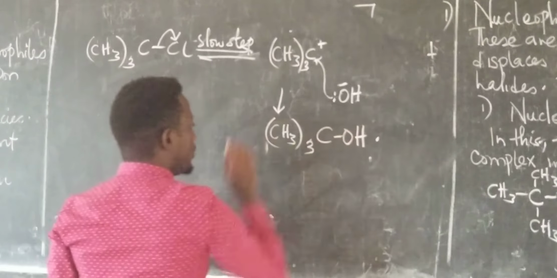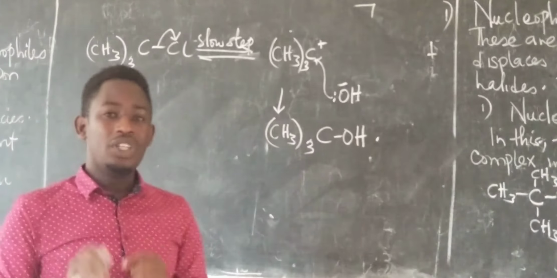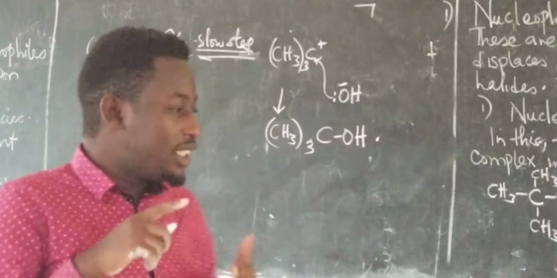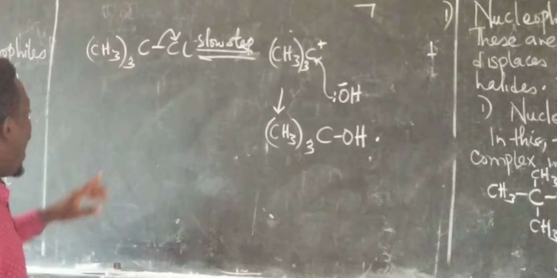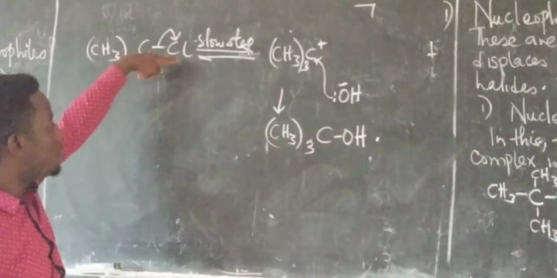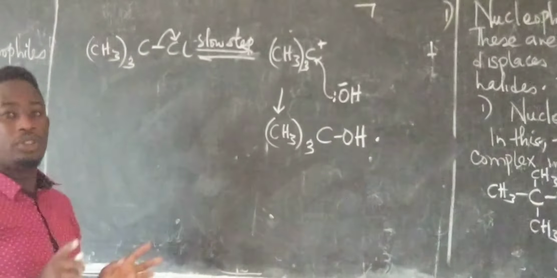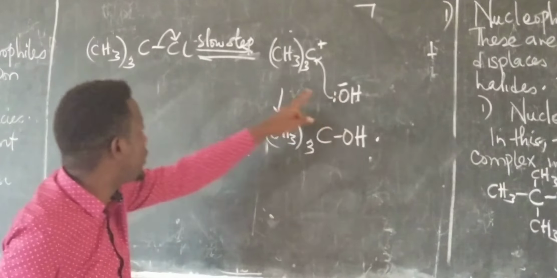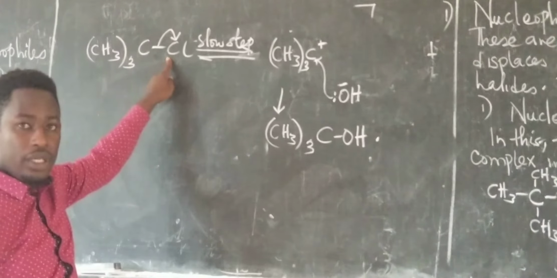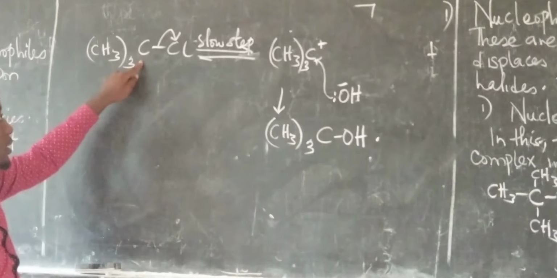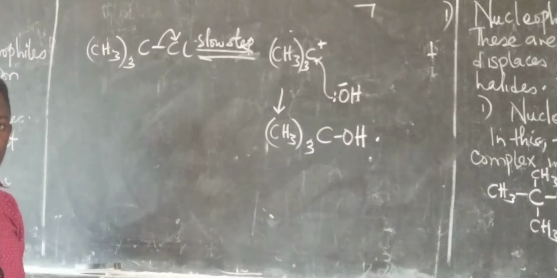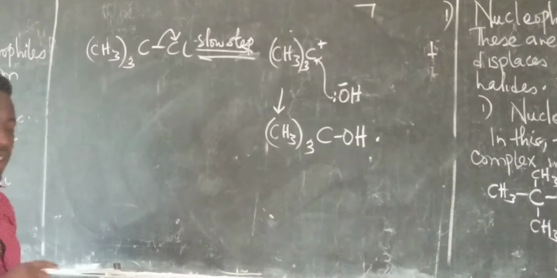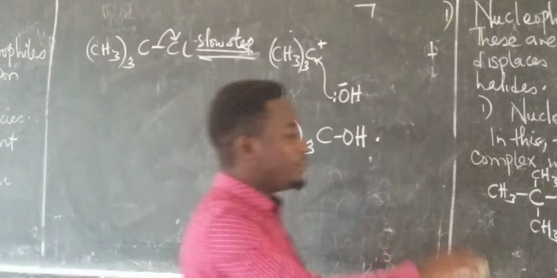However, if it was bimolecular, because we have unimolecular, then we have bimolecular. If it is bimolecular, we are going to see that as this bond is being broken off, another one is being formed simultaneously. So in this case, the OH will not have to wait for the chloride to first break off. The OH will attach immediately, then the chloride will break off. In that case, the activated complex will have two species, as you are going to see here.